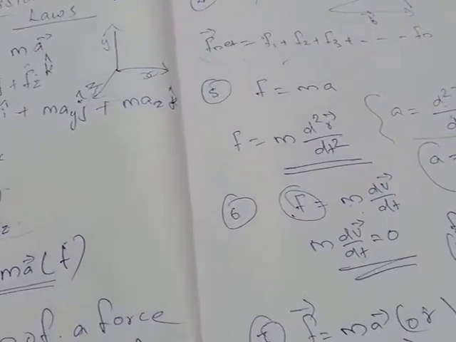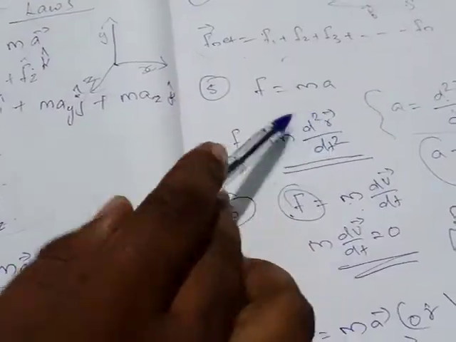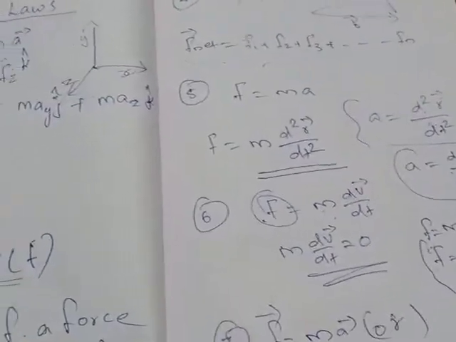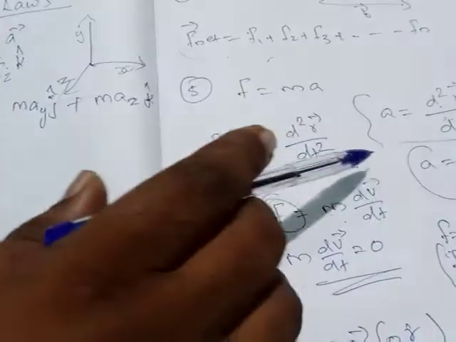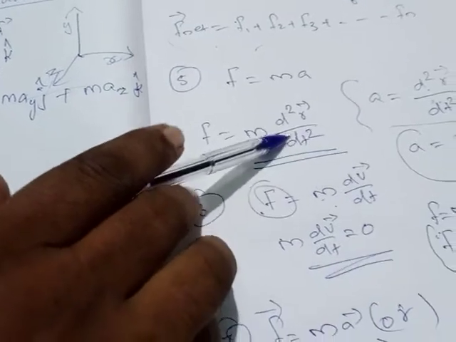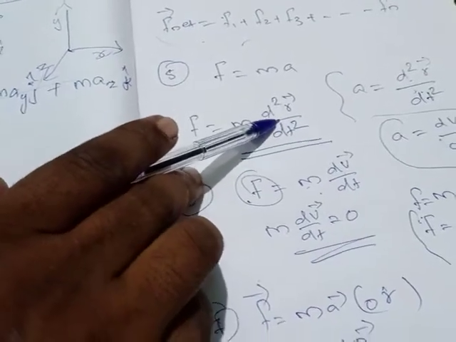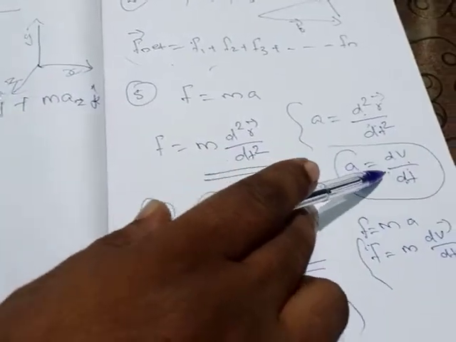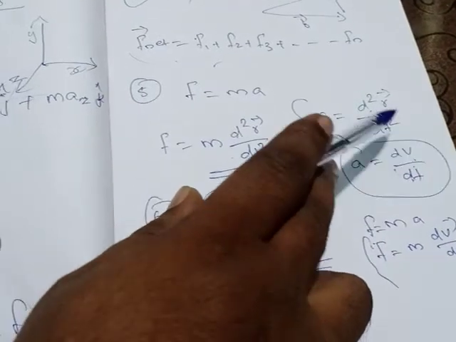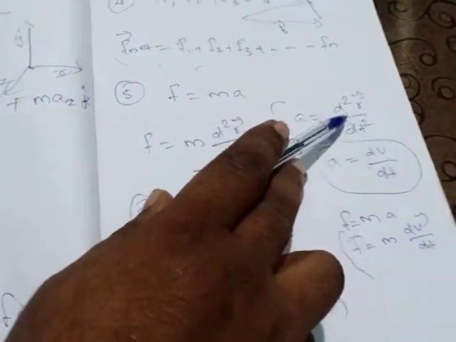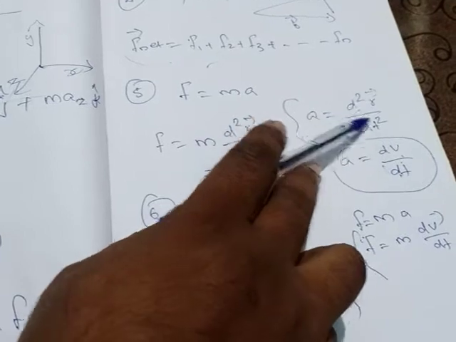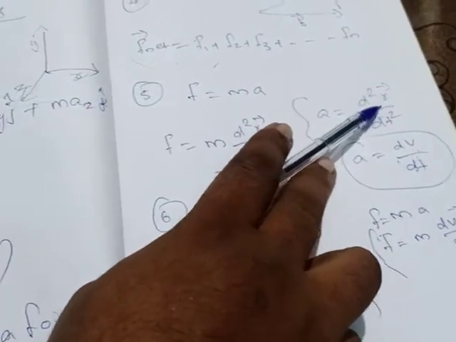And this fifth point is what? We can write this ma equation in second derivative form, m into d square r by dt square. This is the second derivative form of acceleration. The first derivative form is dv by dt, and again we are differentiating, we will get d square r by dt square. You know this r means position vector.